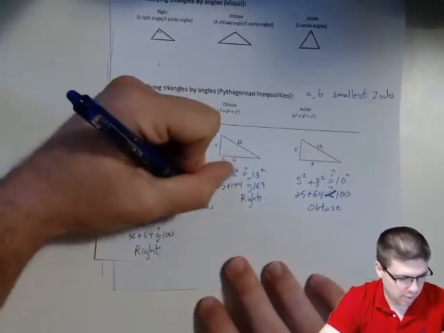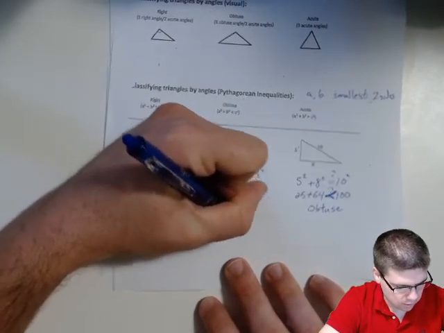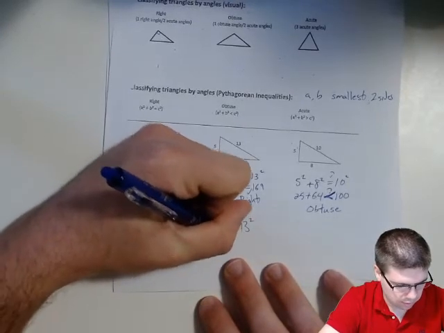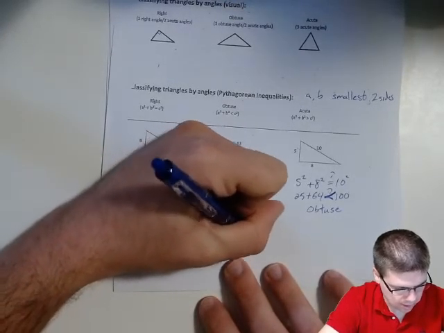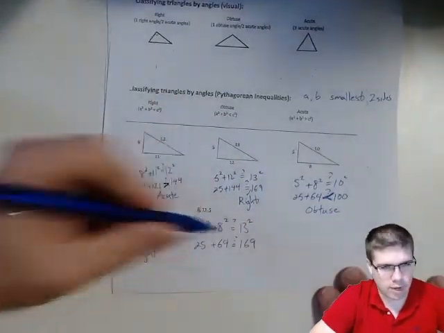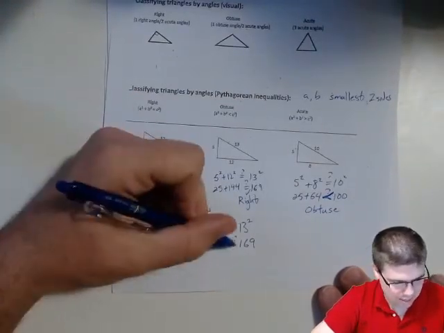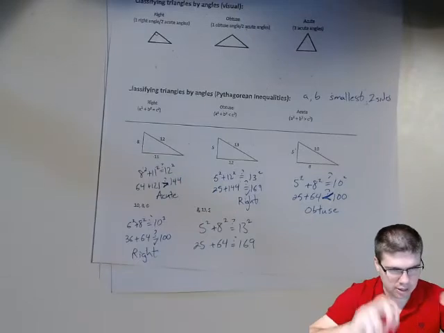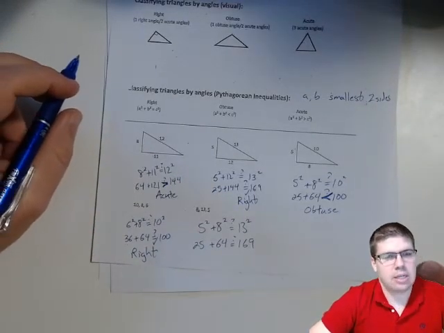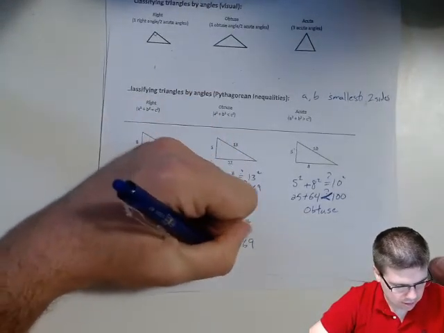And then finally here, make sure I grab the short ones, 5 and 8. So 5 squared plus 8 squared equals 13 squared. Does 25 plus 64 equal 169? I'm kind of checking this, and like I say, you don't have to write this down. You can just leave that blank. But 25 plus 64, that's 89. That hypotenuse is way too long. Seems like it's actually going to be obtuse, right? So this would suggest obtuse.